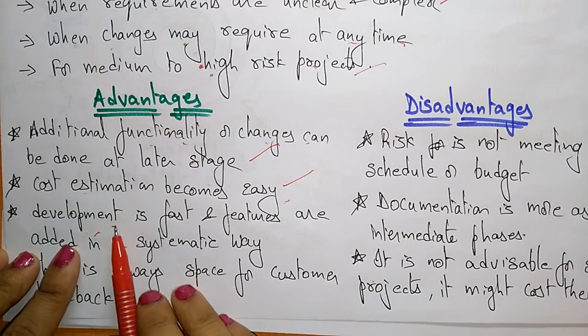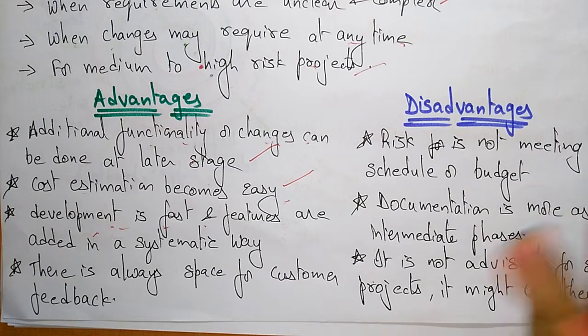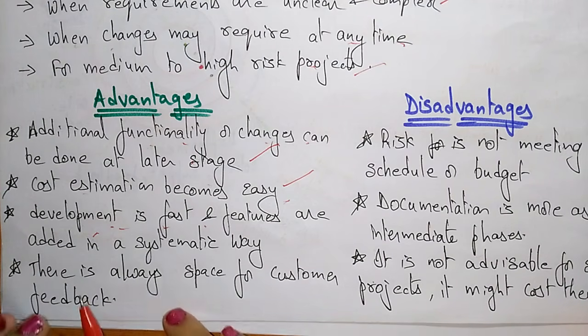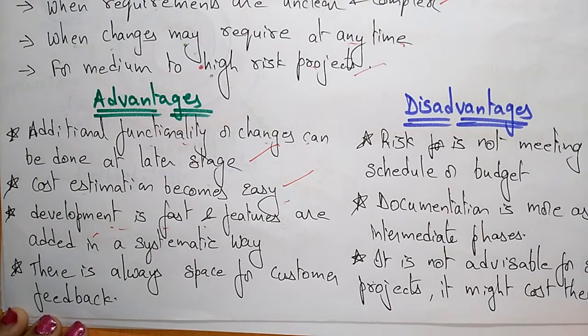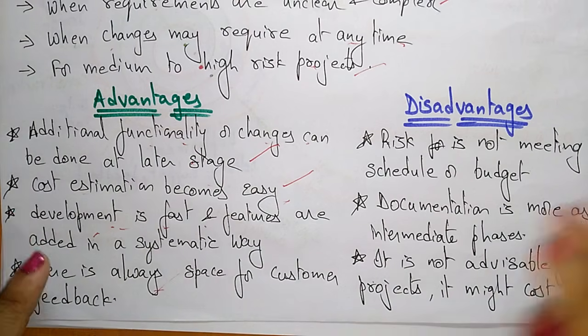In the spiral model, development is fast and features are added in a systematic way. There is always space for customer feedback. Whatever feedback the customers want to give, they can give frequently, at any time they want. So there is space for customer feedback in the spiral model.